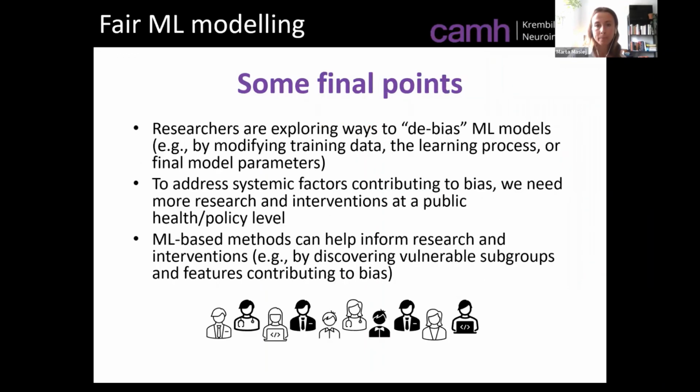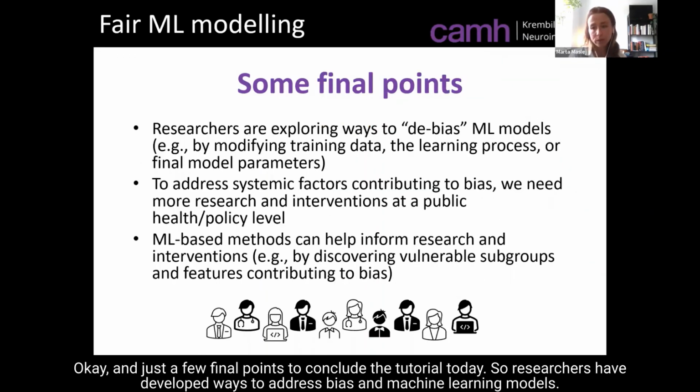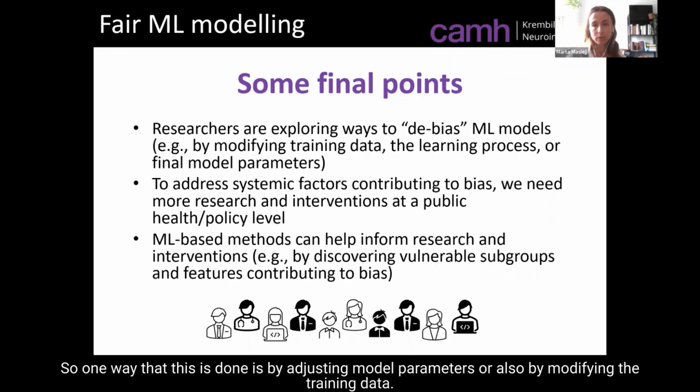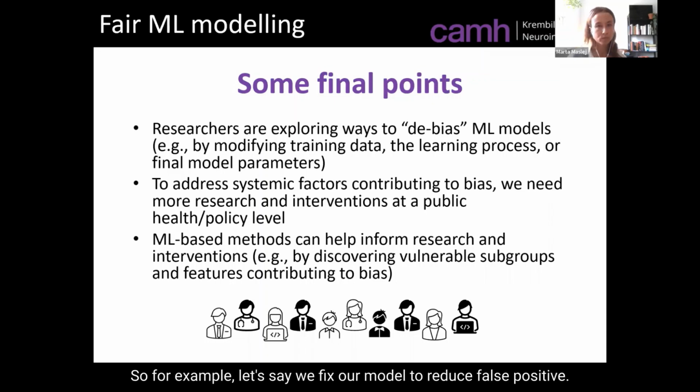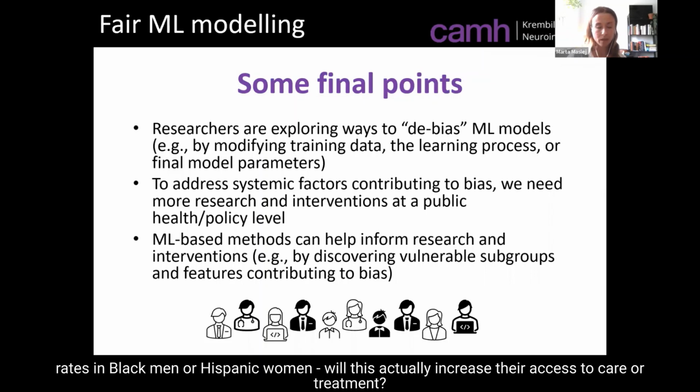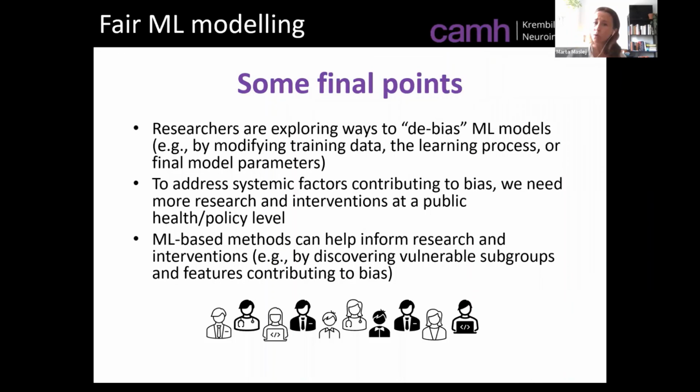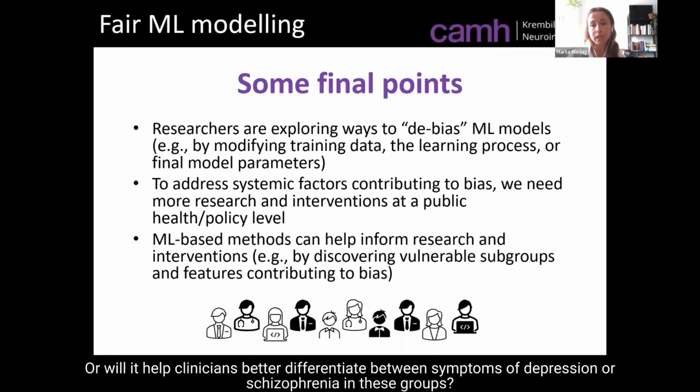Next slide. Okay, just a few final points to conclude the tutorial today. Researchers have developed ways to redress bias in machine learning models. One way this is done is by adjusting model parameters or by modifying the training data. But this doesn't really do anything to address the systemic factors contributing to the bias. For example, let's say we fix our model to reduce false positive rates in Black men or Hispanic women. Will this actually increase their access to care or treatment? Or will it help clinicians better differentiate between symptoms of depression or schizophrenia in these groups?